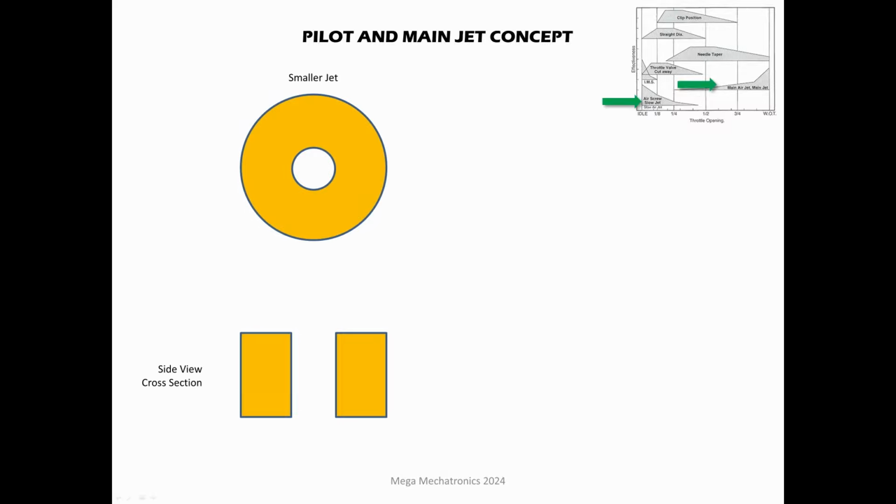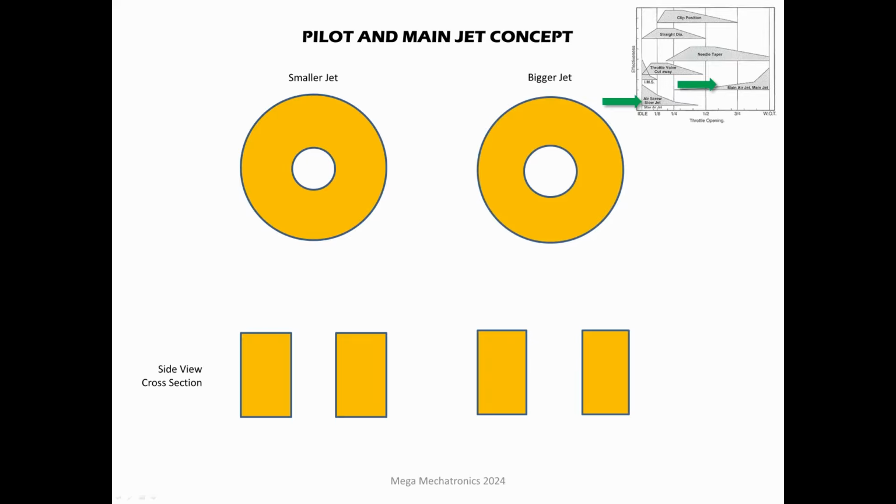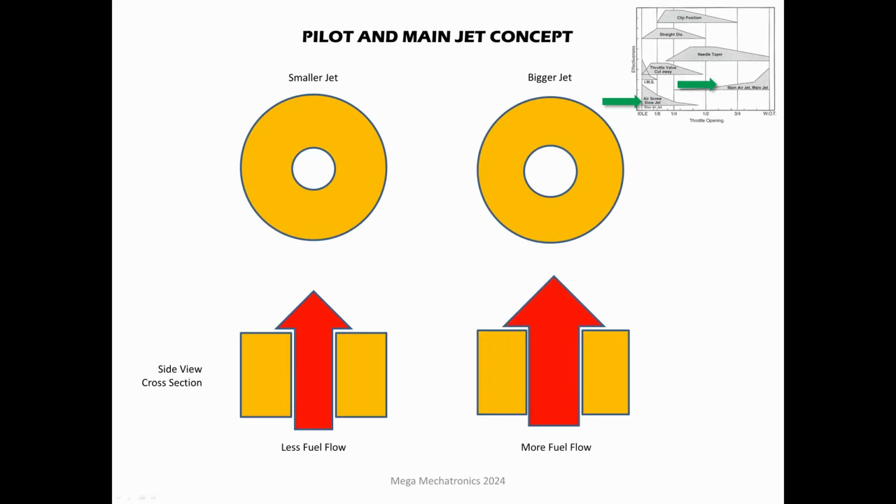So let's look at the pilot and main jet concept here. We have a side view, so we're looking top down at a smaller jet, and then we have a side view cross section. Here I have a slightly bigger jet. You can see that circle is slightly bigger, and the gap on the side view is a little bigger. So with the smaller jet, since we have a smaller hole, we're going to get less fuel flow. And we have a bigger jet. You're going to have, since the hole is bigger, everything else given the same thing, more fuel flow.